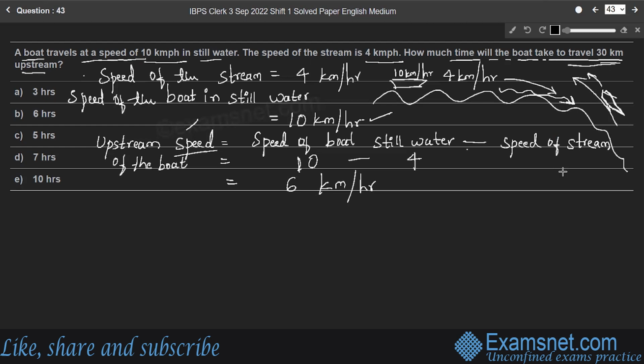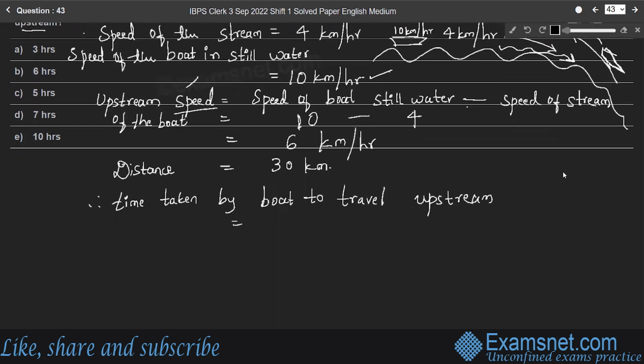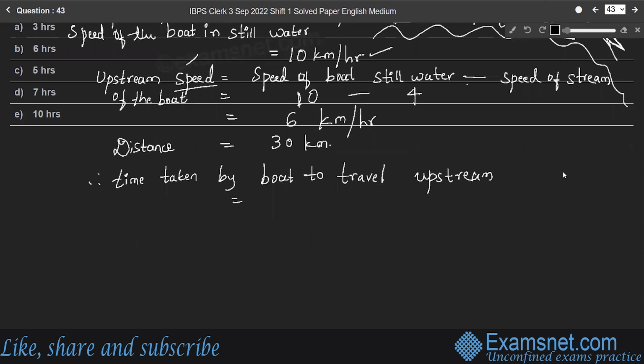And also it is given as boat has covered 30 km distance. Therefore, distance is equal to 30 km here. Therefore, time taken by boat to travel upstream is equal to what? Time in terms of speed and distance.